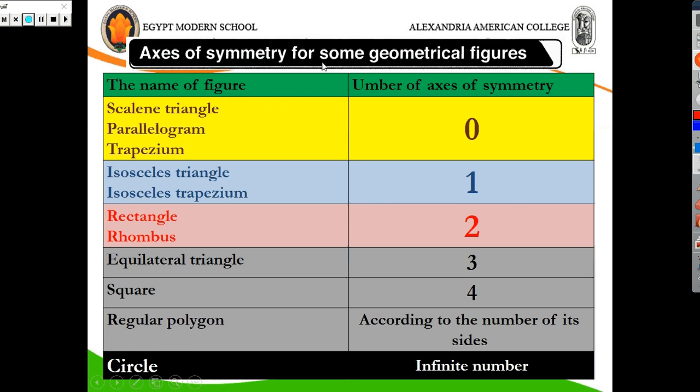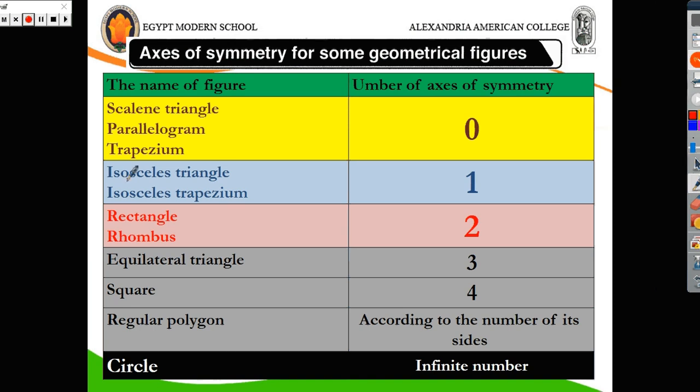Axes of symmetry for some geometrical figures. Here the name of the figure and here the number of axes of symmetry. The first figures, scalene triangle, parallelogram, trapezium, all of them have no axis of symmetry. 0. Number of axes of symmetry in scalene triangle, 0. Parallelogram, 0. Trapezium, 0.